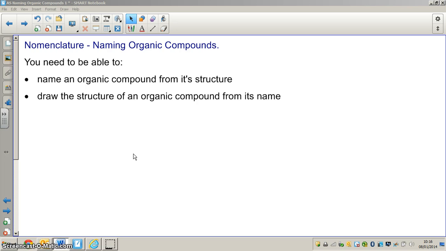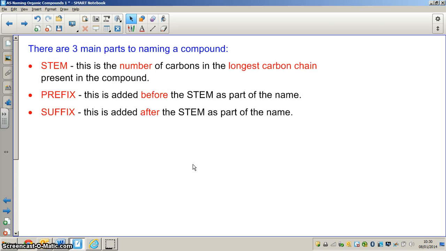To continue then, there are 3 main parts of an organic compound. The main section we call the stem, and this represents the carbon chain, which is the longest chain in the molecule. So the first part is to find the longest carbon chain that exists in the molecule. Often then, to prefix that before the stem, we have another part, another name, which represents anything which is added on to this long stem.